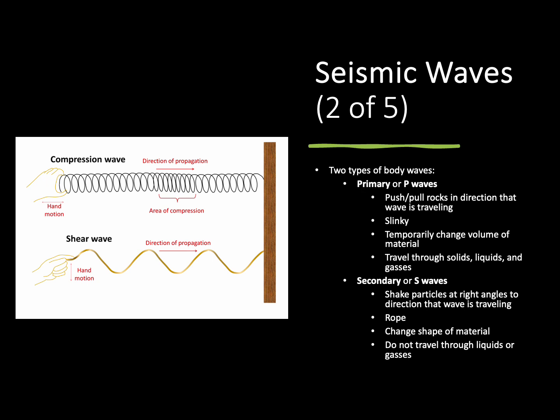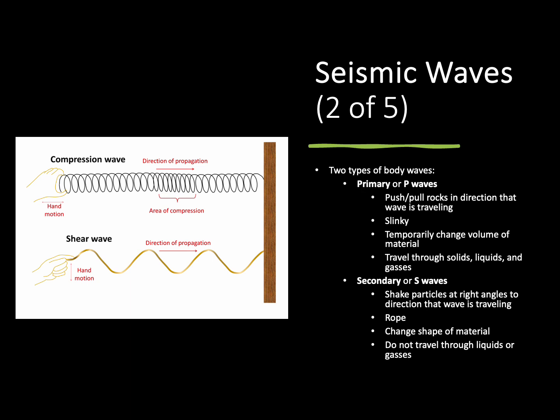With our P waves, or our primary or first wave, this is where the rocks are going to be pushed and pulled in whichever direction the wave is traveling. And to be honest, I don't think that makes a whole lot of sense. But what does is playing with a slinky. So here, if we look at this diagram, I can pull out this slinky and then I can push it back together. Here, I'm pushing and pulling in the direction of a wave, whichever way my hand is moving.